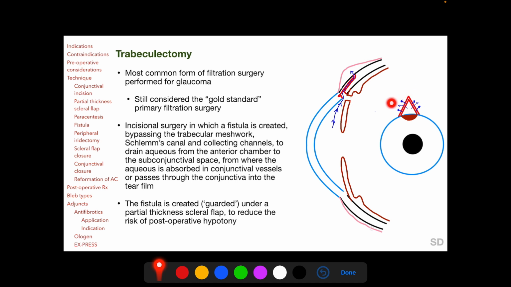a peripheral iridectomy, done so that the peripheral iris does not occlude this internal ostium of the fistula. This diagram represents a front view of a post-trabeculectomy eye, showing the partial thickness scleral flap through the margins of which the aqueous drains out into the subconjunctival space. Some aqueous is also said to drain through the scleral flap itself into the subconjunctival space, and from the subconjunctival space the aqueous is drained either into the conjunctival vessels or through the conjunctiva into the tear film.